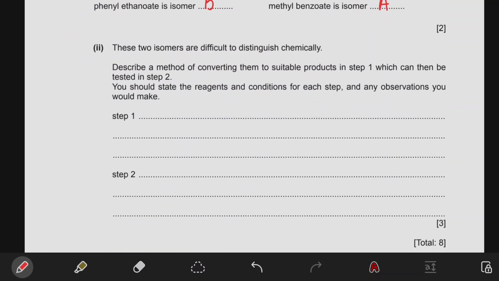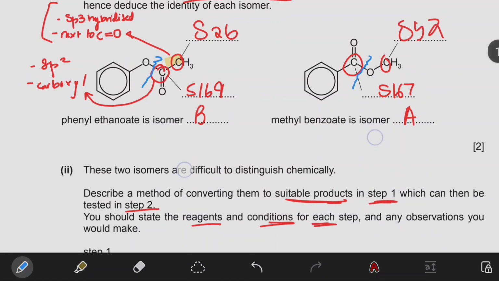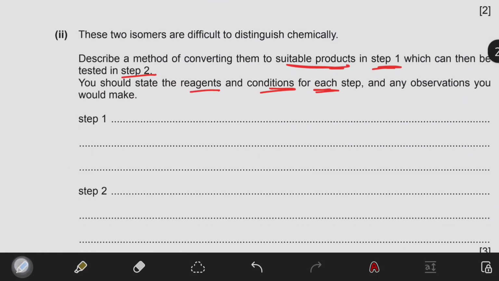These two isomers are difficult to distinguish chemically. Describe a method of converting them to suitable products in step 1, which can then be tested in step 2. You should state the reagents and conditions for each step and any observations you would make. Since they're both esters, the first step would be to break them, and different products would be formed, which would allow us to distinguish them. So let's write that down first.